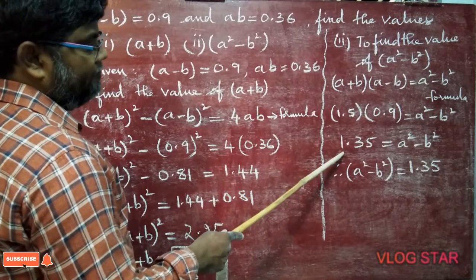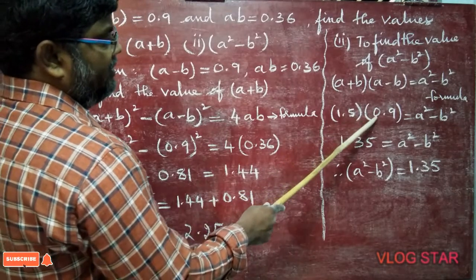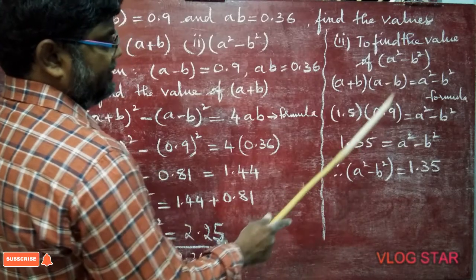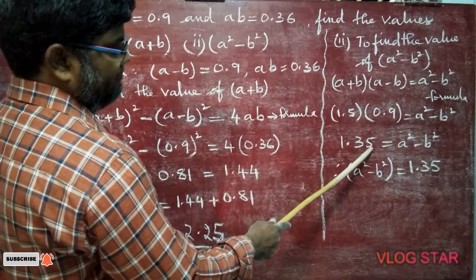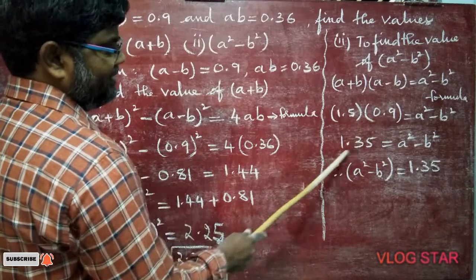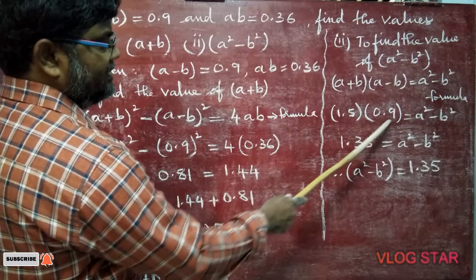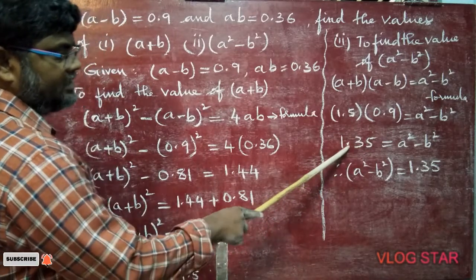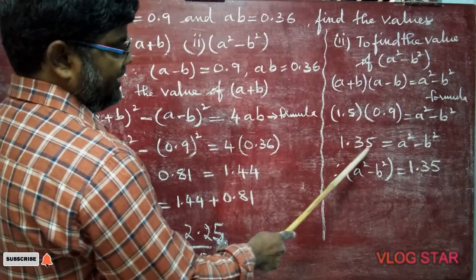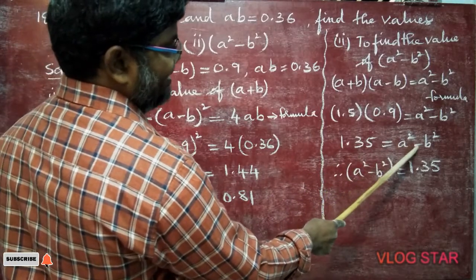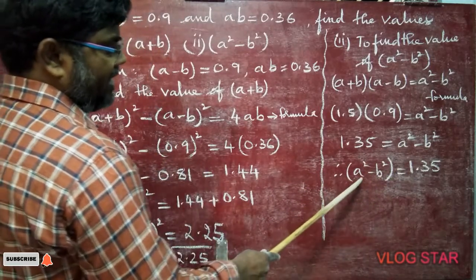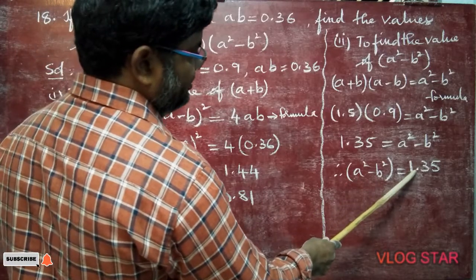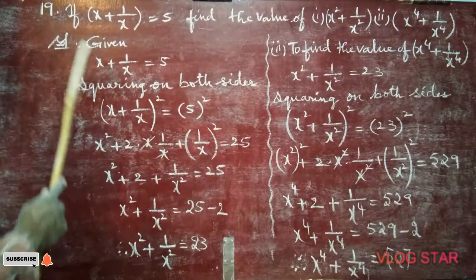Now here you multiply 1.5 into 0.9. Multiply 15 9s are 135. Here one decimal is there, here one, so after two digits you have to put the decimal. So 1.35 is equal to a square minus b square. Therefore the value of a square minus b square is equal to 1.35.